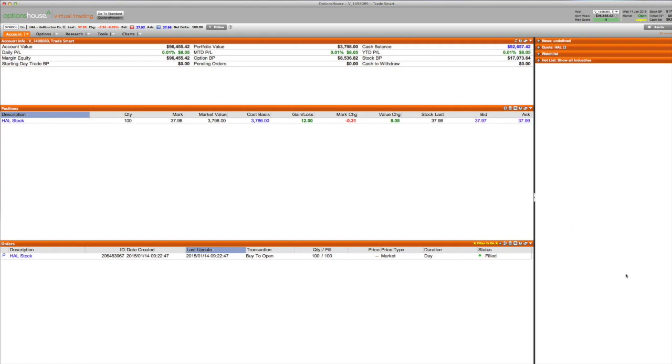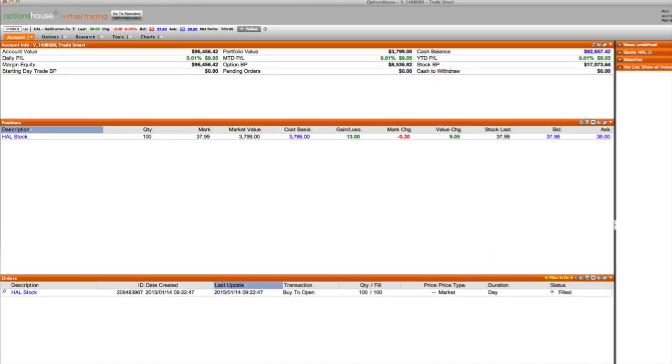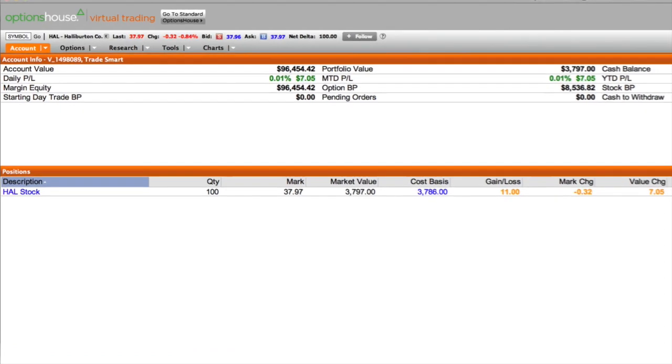So I want to start here with my Options House account, and I've already got a trade set up in here. I purchased a couple of shares of the Halliburton stock so that we could do this example. Before you can ever set a stop order, you already have to own the stock. You can't set a stop for a stock that you do not own.